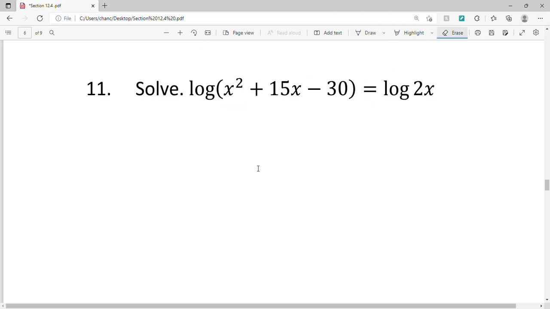In example 11, we will start by taking away the logs. Again, they have the same base. They're both base 10. They're equal to each other. We can use the one-to-one property of the logs to remove the logs. And so x squared plus 15x minus 30 is equal to 2x. Again, I'm removing those logs using the one-to-one property of logs. We can remove the logs on both sides.